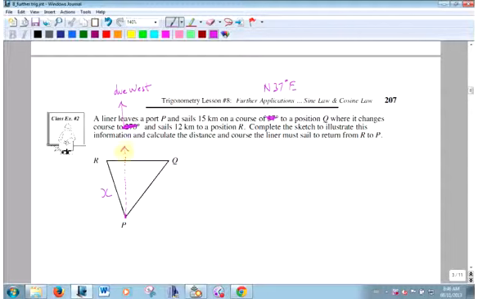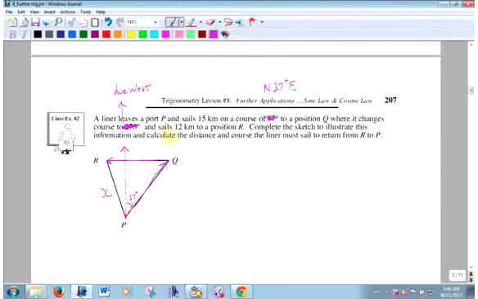That's north, right? Straight up. 37 degrees east. Okay? So there it is. So they're kind of helping us out. They drew the lines already. To position Q, where it changes course to due west. Well, that's west, isn't it?